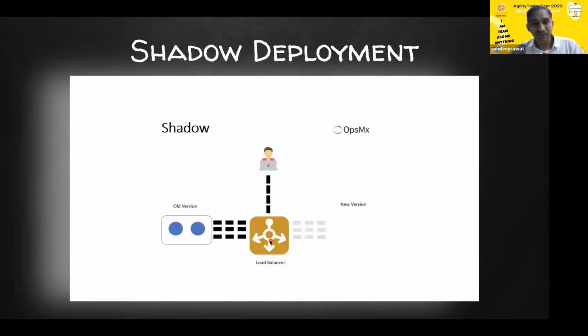What is the difference then between rolling and this shadowing? Any specific?